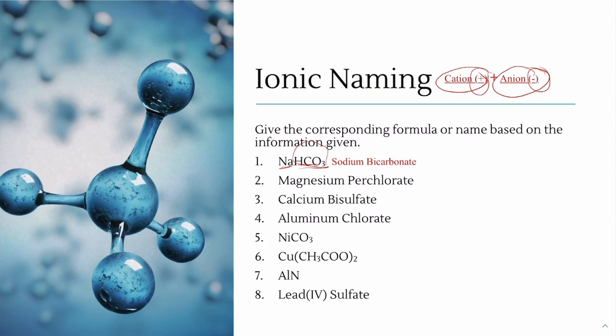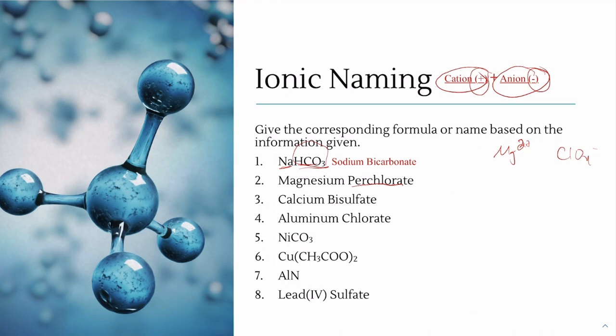All right, number 2 says magnesium perchlorate. I know magnesium, if I look on the periodic table, has a 2+ charge. When we're looking at the names and trying to figure out what the ratios look like, it's easiest if you just write the charges. So here's magnesium 2+. Now, hopefully you know what perchlorate is. Perchlorate is ClO4-.